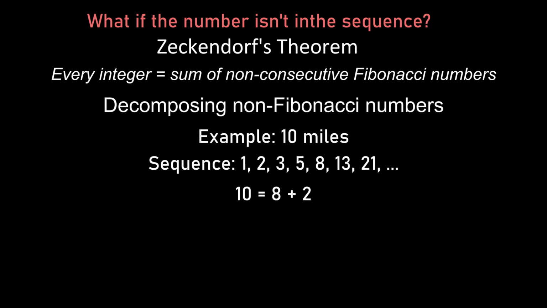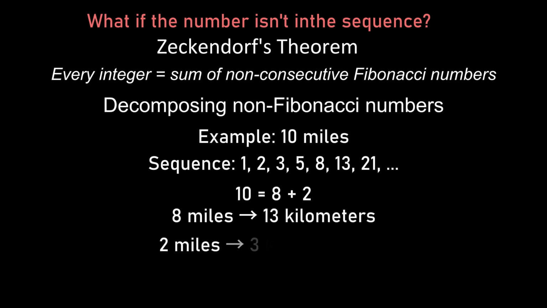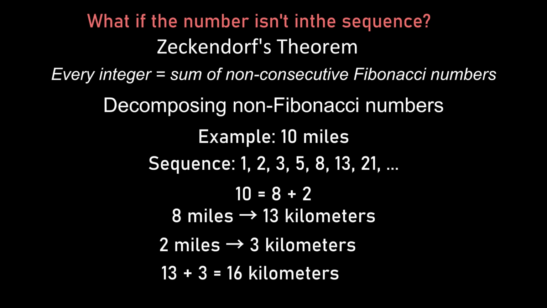The number after 8 in the sequence is 13, so 8 miles becomes 13 kilometers. The number after 2 in the sequence is 3, so 2 miles becomes 3 kilometers. Now we just add those results together. 10 miles is approximately 16 kilometers. Look at that. 16 is almost exactly right, since 10 times 1.609 is 16.09.